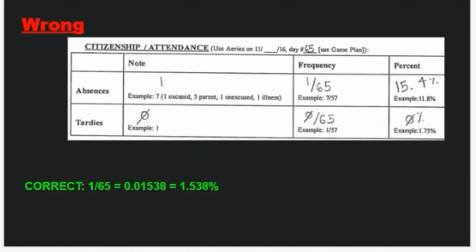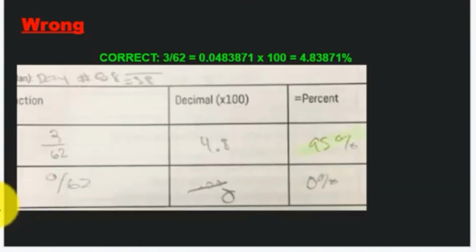Let's try to find another student. Oh, the classic mistake. Look at this one. This student was only absent 3 times out of 62 days, and they say they're absent 95% of the time. Or students will tell me that they're absent 0, and then they write in their absent rate they're 100% absent all the time. Are you guys following me? So this should be a low percentage. Low absences, low percentage. Does that make sense?